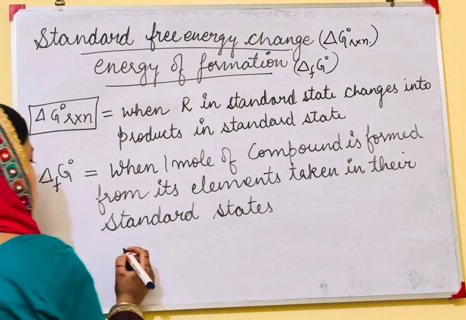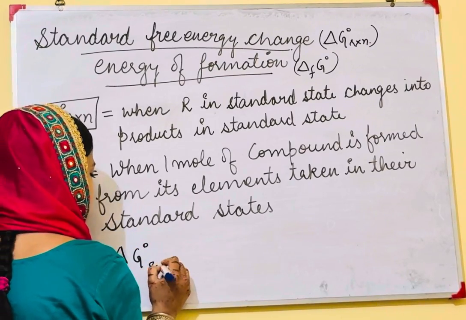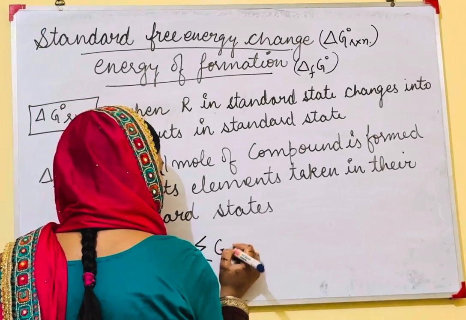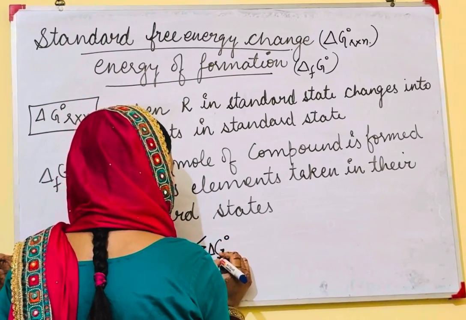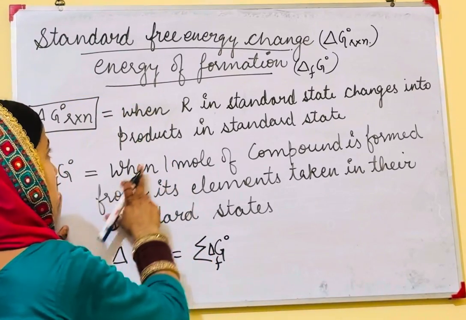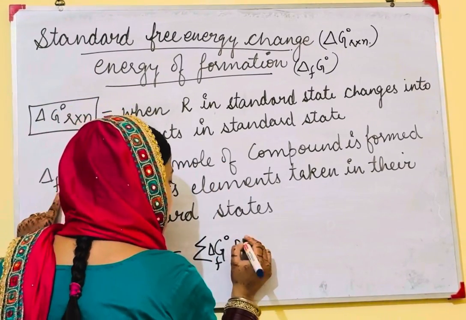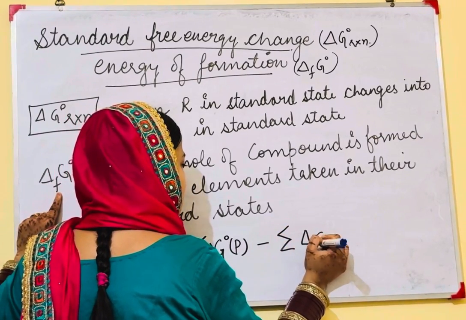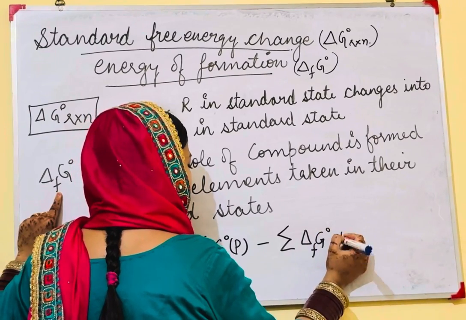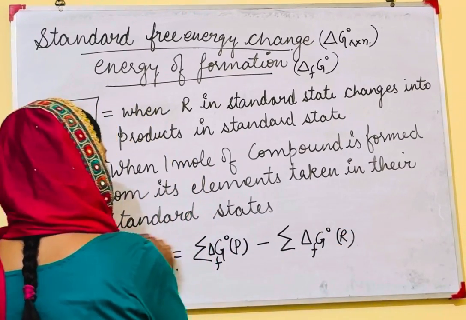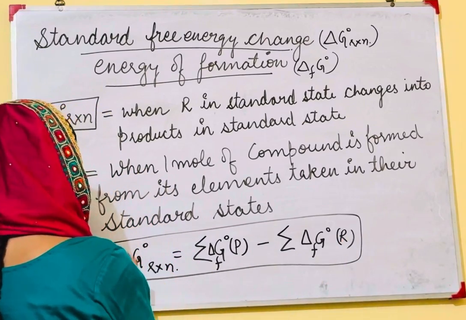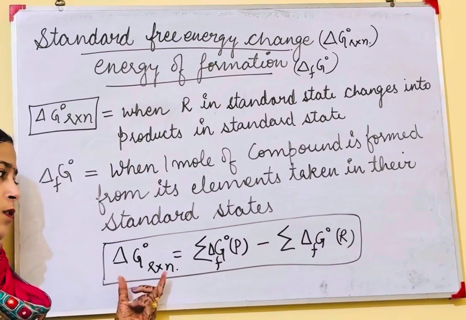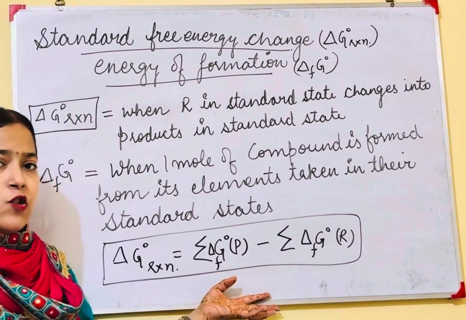The standard free energy change for a reaction is represented as the summation of delta G naught of formation of products, minus the summation of the free energy of formation of reactants. This is the way to calculate the standard energy change for a reaction with the help of standard energy of formation.